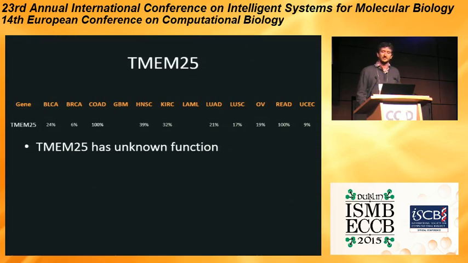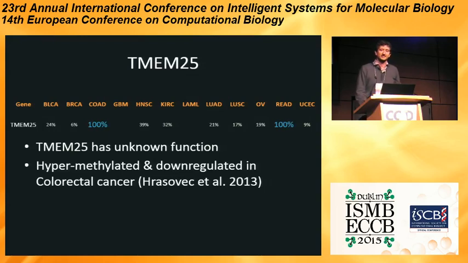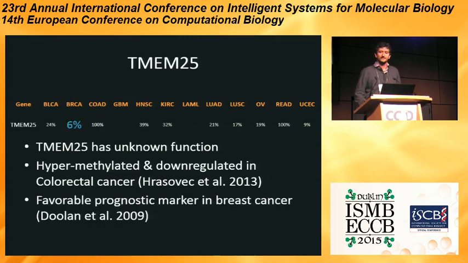It hasn't been well studied. It has been shown to be hypermethylated and downregulated in colorectal cancer, which is also what we see in our analysis because it was 100% hypermethylated. It's also been shown to be a favorable prognostic marker in breast cancer, and we see 6% hypermethylation.